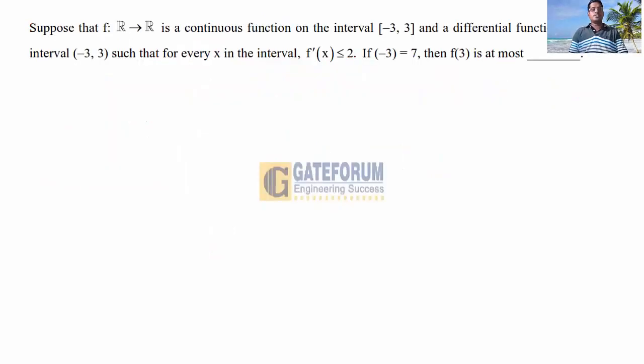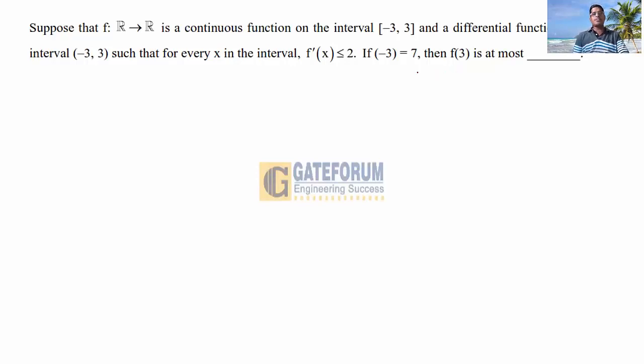The question is, suppose that f from R to R is a continuous function on the closed interval minus 3 comma 3, and a differentiable function in the open interval minus 3 comma 3, such that for every x in the interval, f dash x is less than or equal to 2. If f of minus 3 is equal to 7, then f of 3 is at most.